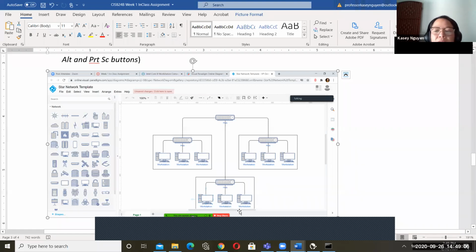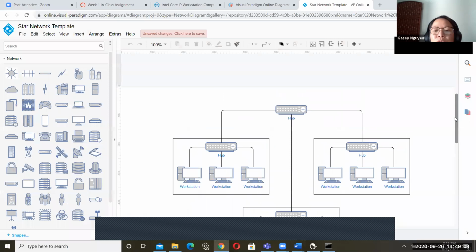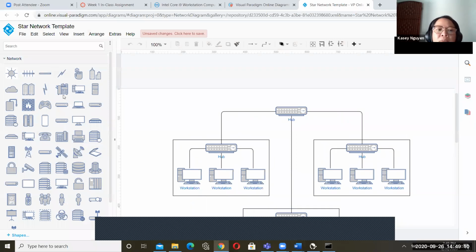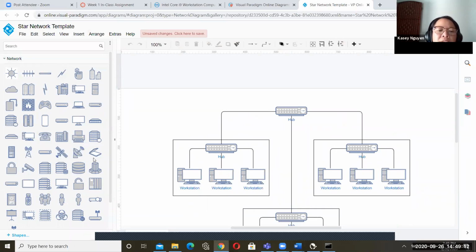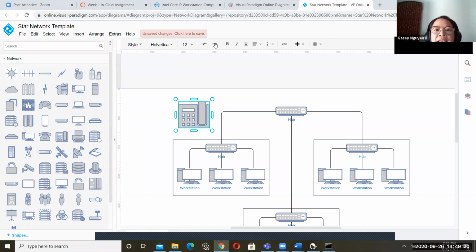Okay. And as you can see, if you want to modify this, you can add more to it, right? Like if I wanted to add a telephone, I can put that in here, and then I can use some of the tools here to connect it. Okay. And the lab walks you through that.